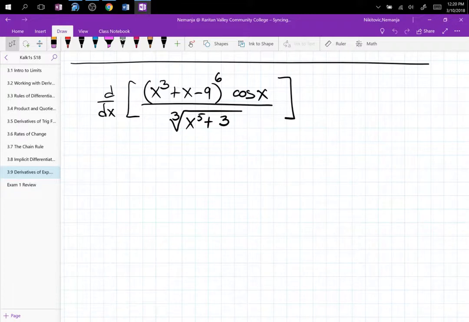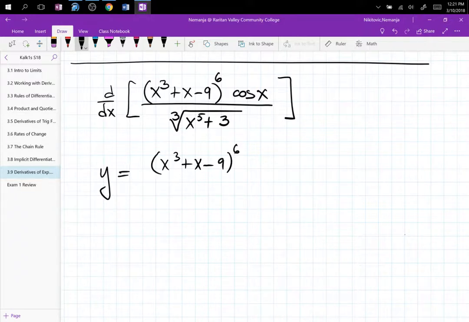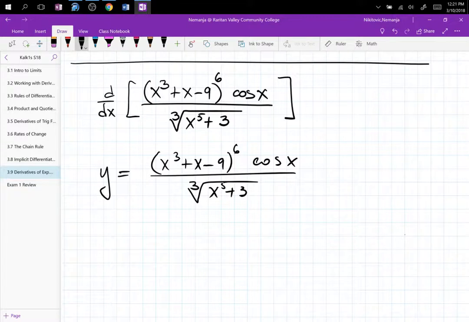So let's see how we take these derivatives, or anything we did so far, using what we call logarithmic differentiation. The stuff that I'm going to write in between is very long, right? But there is a very simple pattern that you learn, and then derivatives become a joke. So we start by writing that y is equal to x cubed plus x minus 9 to the 6th power times cosine x divided by cube root of x to the 5 plus 3. And what I'm going to do is apply ln to both sides. This is called logarithmic differentiation. When you have logarithmic differentiation, you apply ln.